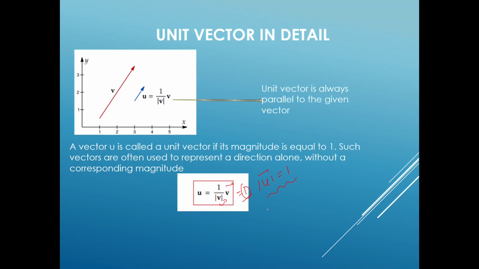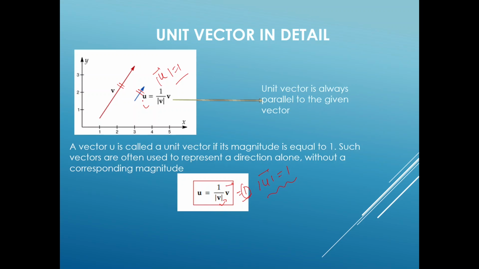So a unit vector is nothing but the vector which is parallel to a given vector. See, v is there. So unit vector u will always be parallel to v, and the magnitude of u will be 1. Clear? So what is a unit vector? A unit vector basically represents the direction of a vector, parallel to a given vector, and its magnitude is 1.